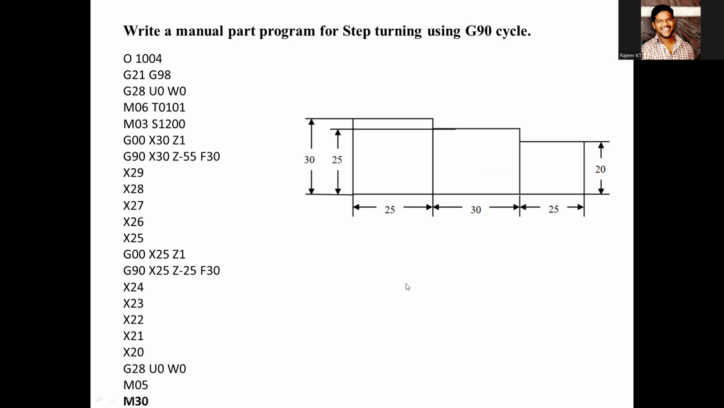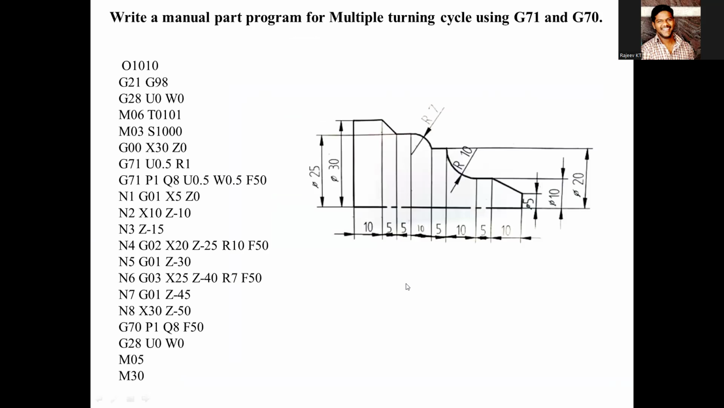So we have finished this one. So next is canned cycle, we used to call canned cycle or multiple turning cycle. In this we use the commands G71 and G70. G71 for rough turning, G70 for finishing. Here we write a program in terms of point to point.